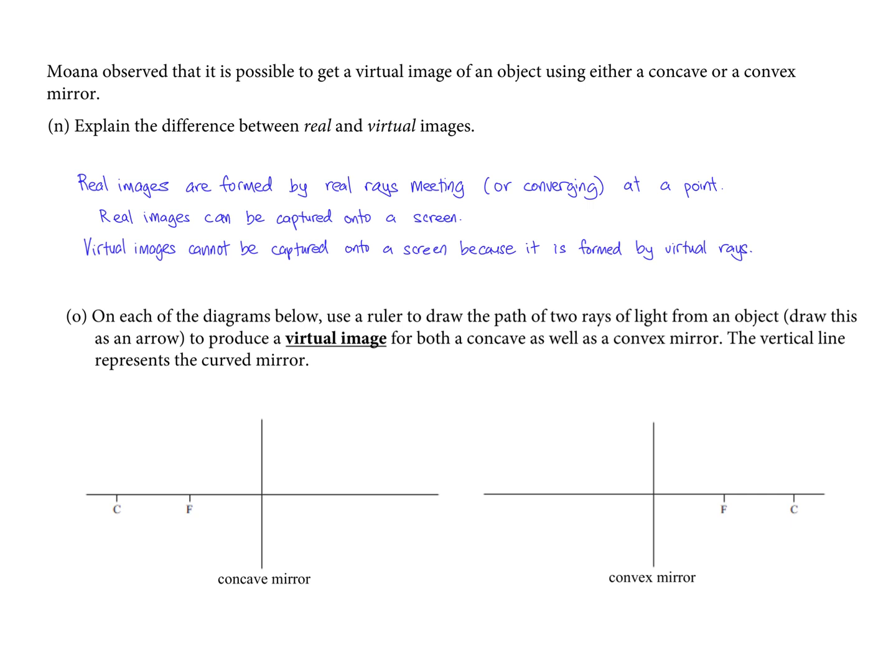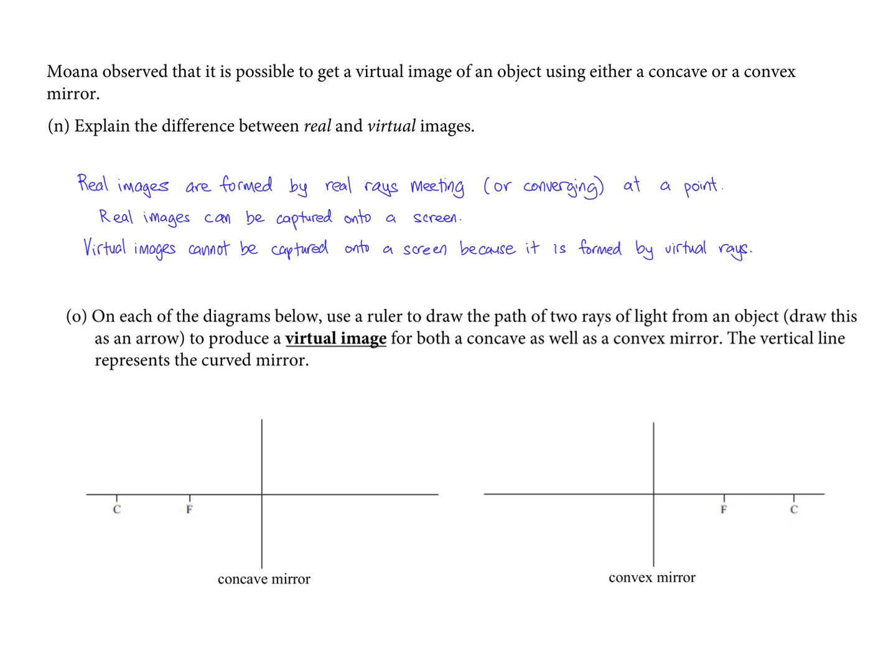For part O, on each of the diagrams below, use a ruler to draw the path of 2 rays of light from an object to produce virtual images for both concave as well as convex mirror. The vertical line represents the curved mirror. Now, you got to make sure that you practice this, because you actually have to know the position of the object to produce virtual images.